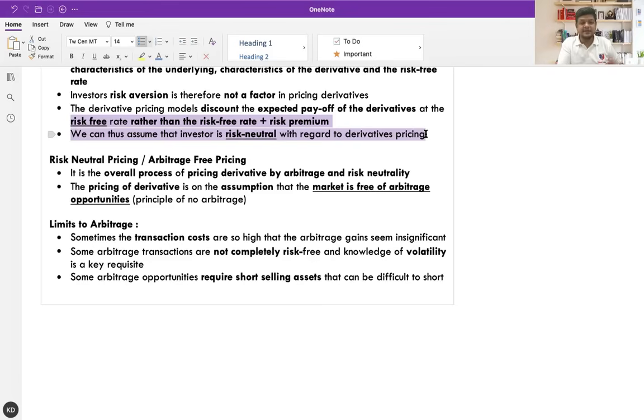So if the underlying keeps changing, the derivative will also keep changing. And the only difference is time value of money. Clear?